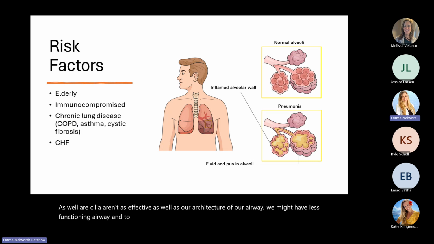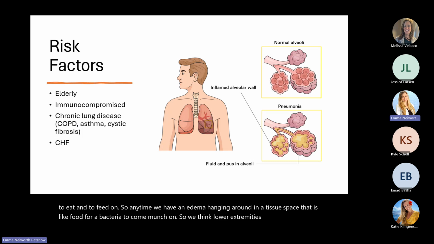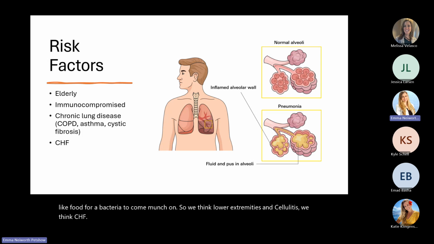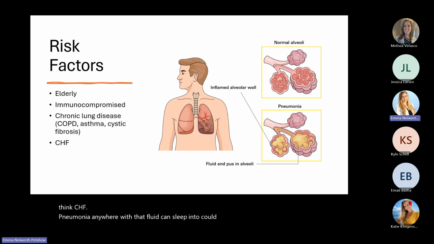And then congestive heart failure predisposes our patients to edema in our pulmonary tree. This can create fluid-rich environments for bacteria to feed on. So anytime we have an edema hanging around in the tissue space, that is like food for a bacteria to come munch on. So we think lower extremities and cellulitis. We think CHF in the lungs, pneumonia. Anywhere where that fluid can seep into could be a breeding ground for an infection.